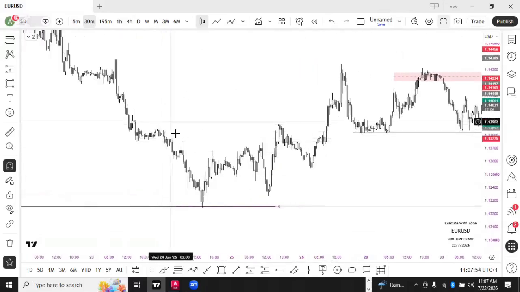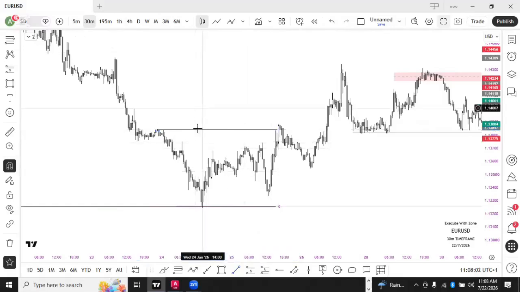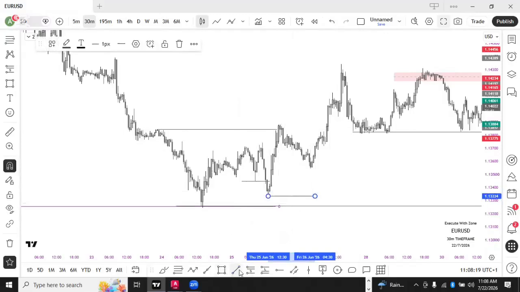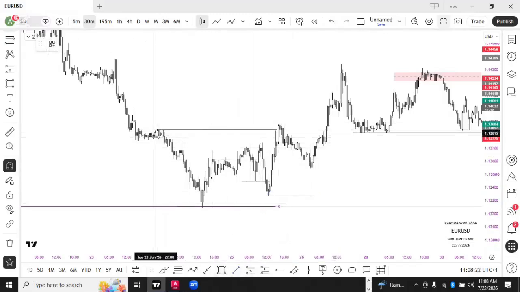So on 30 minutes, I'll be considering this as a break to the downside. So there was a shift of structure here, and this shift of structure is valid because it did what? It took out this liquidity here, and I have my internal low here. I have my internal low here. Price took out this internal high, also took out this internal high. So what did I need price to do next?